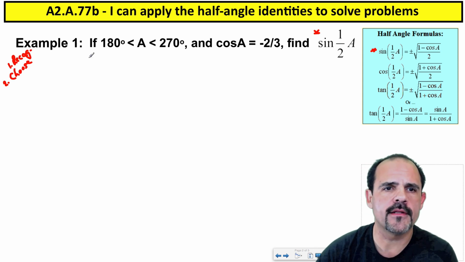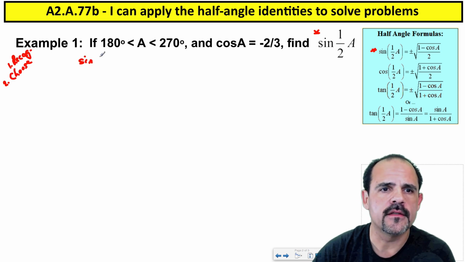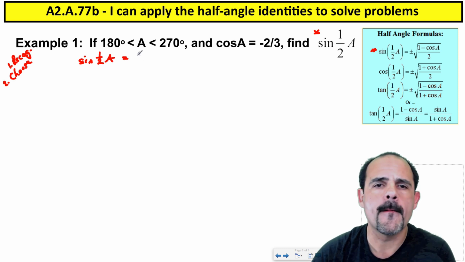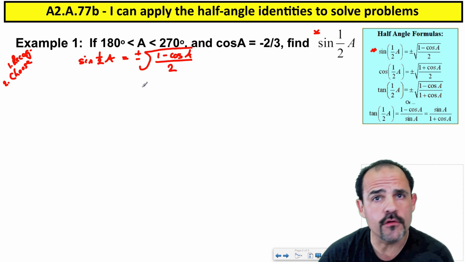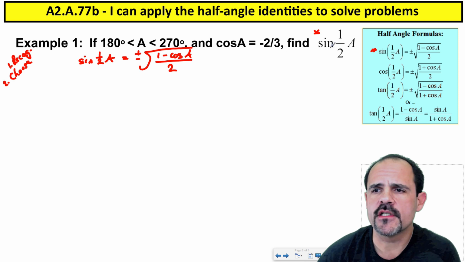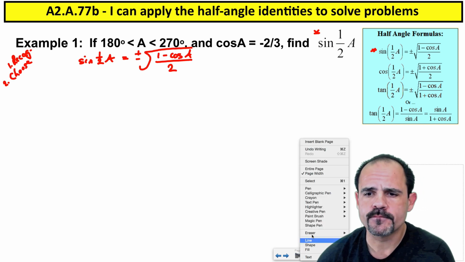All right, I'm going to write that puppy down. The sine of 1/2 of the angle is going to be equal to plus or minus, on the top, 1 minus the cosine of A, all over 2. Okay, so I wrote it down. Now I'm just going to substitute where I can.